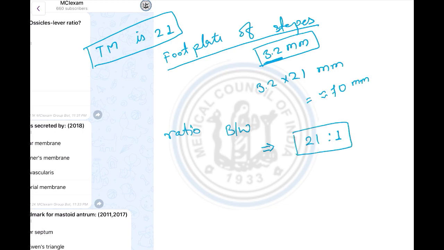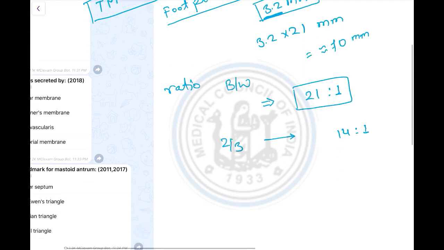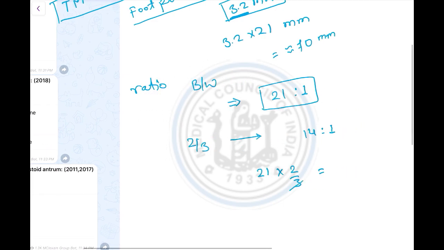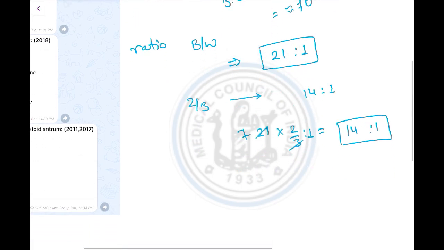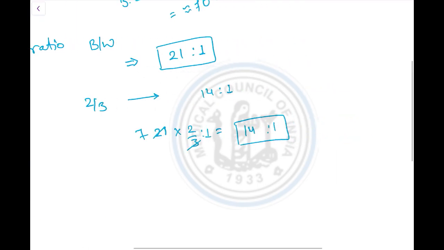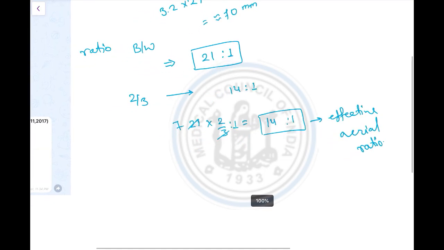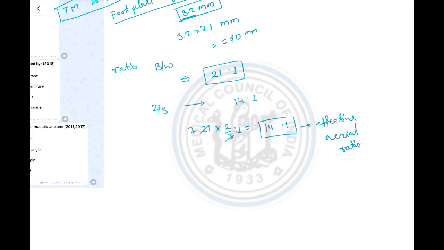As we know, only two-thirds of the tympanic membrane is effective. So the ratio will be 14:1. How is it 14:1? The tympanic membrane is 21 times bigger than the footplate of the stapes, so 21 multiplied by 2/3 is 14, and then ratio 1. So 14:1 is the effective areal ratio. From here we can also find the total transformation ratio.